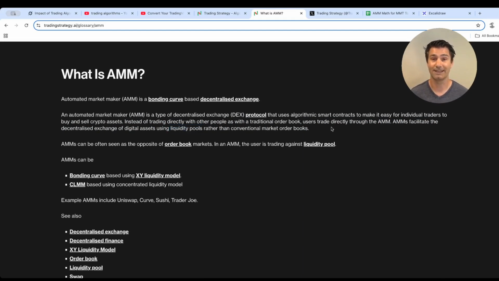Okay, so what is a liquidity pool? Now, there's lots of videos online, and I don't want to be here giving you a whole lecture on liquidity pools, but I do think it would be a fun exercise to give you a basic overview of what a liquidity pool is.